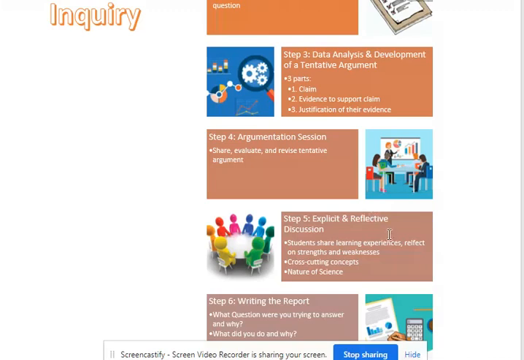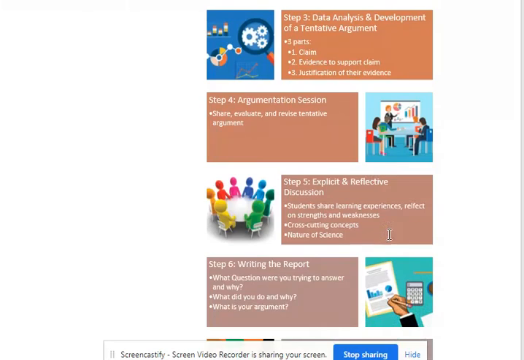Step 5 is explicit and reflective discussion. Okay, so we will talk about our learning experiences. We will reflect on the strengths and weaknesses of your experiment and your experimental design. If you go around the room and you see everyone has roughly the same data, but you, this is like that moment that we'll reflect and discuss on it and like, where did you go wrong? Maybe you're right and everyone else is wrong. So we'll have that discussion.